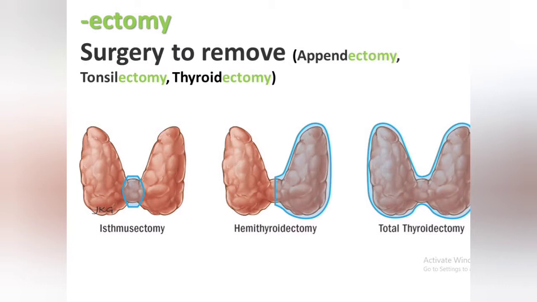If we remove only the mid part of the thyroid gland, it is known as isthmusectomy, and if we remove only half of the thyroid gland, it is known as hemithyroidectomy, and if we remove the whole thyroid gland from our body, it is known as total thyroidectomy.